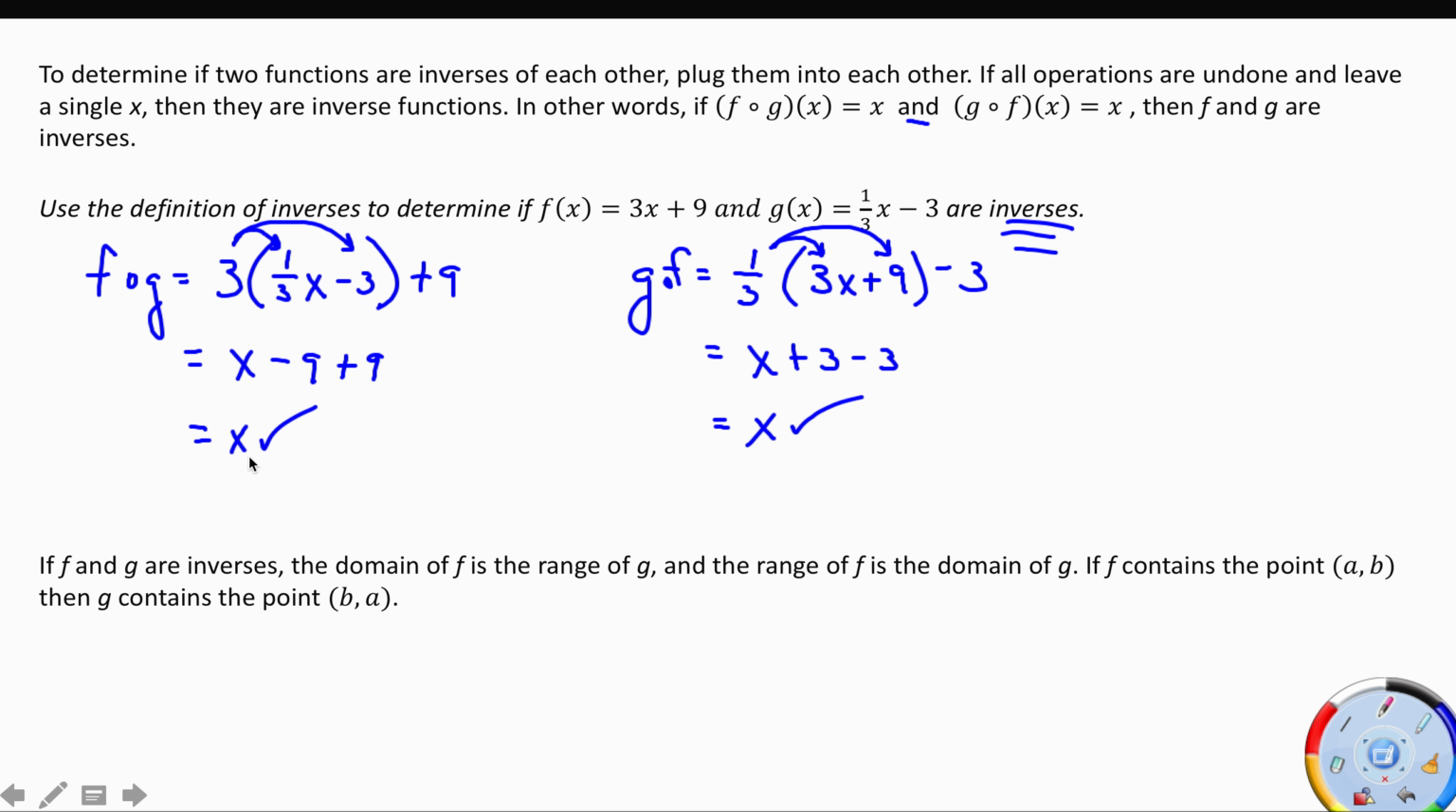If f and g are inverses, the domain of f is the same as the range of g. The range of f is the domain of g. Also, if f contains the point (a, b), then g contains the point (b, a). They're inverses. You can think of them as opposites. Everything's just in the opposite position.